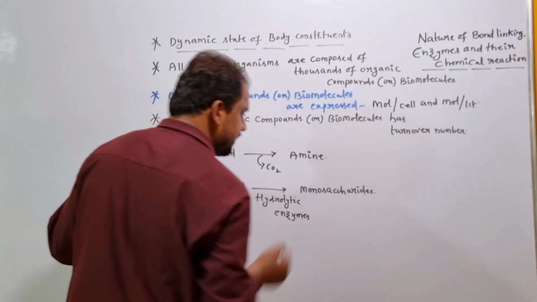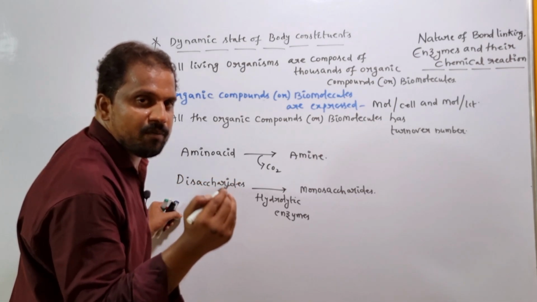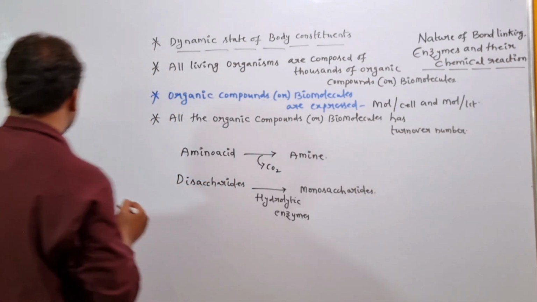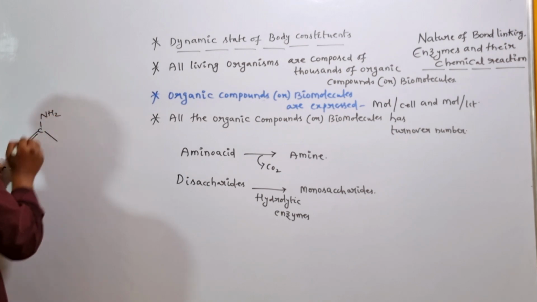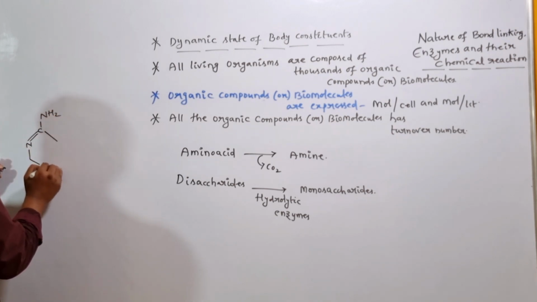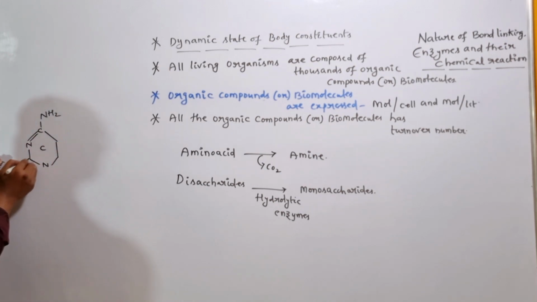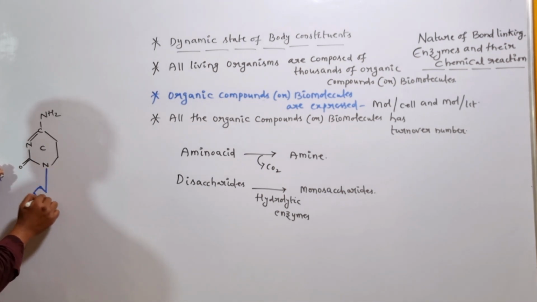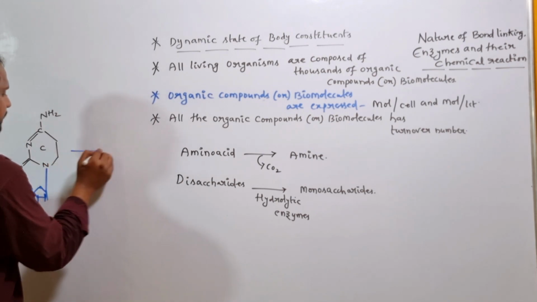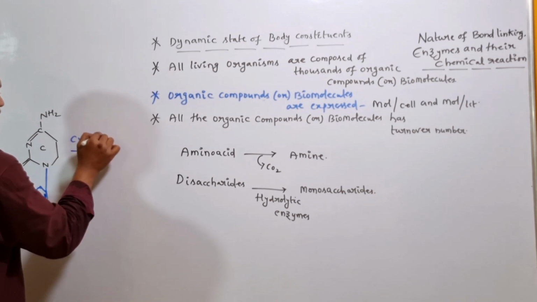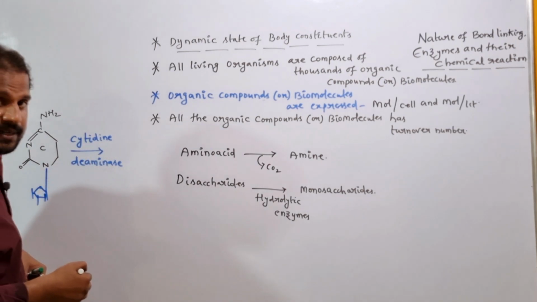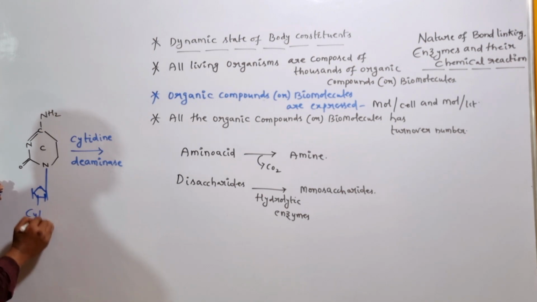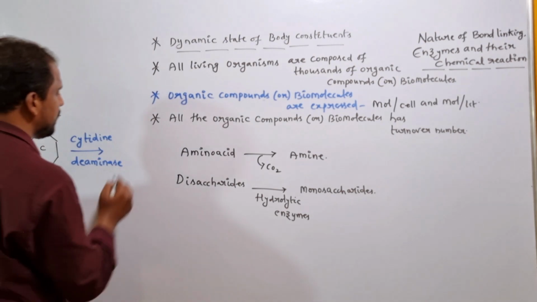Then in the same way, in the presence of certain enzymes, one specific nucleotide is capable to modify into another nucleotide. Is it clear? So let me show it here. Let us assume it has the cytosine. Cytosine, right? So here, cytosine in the presence of a specific enzyme, which is nothing but cytidine deaminase, is capable to yield uracil. Is it clear? Cytosine in the presence of cytidine deaminase is capable to yield uracil.